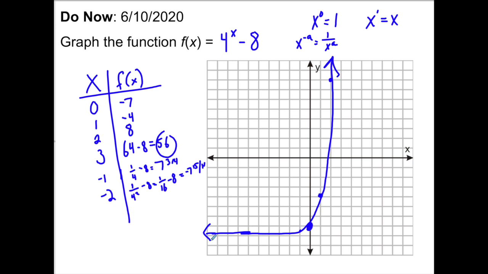All right, so hopefully you're able to get this right. If so, congratulations. Otherwise, I'd be thinking about some questions you can ask during tomorrow's hangout, where we're going to be talking about the laws of exponents as well as exponential functions.